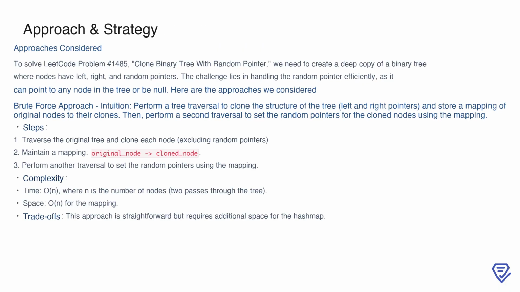To solve the problem of cloning a binary tree with random pointers, our objective is to create a deep copy of the tree, ensuring that each node's left, right, and random pointers are correctly set. The random pointer adds complexity, as it can point to any node within the tree or be null. One approach we considered is the brute force method.